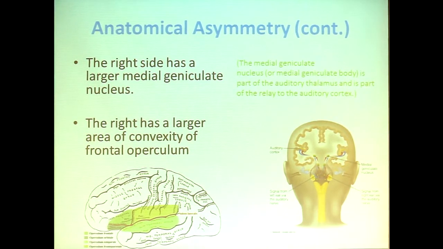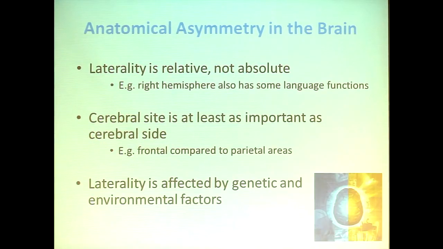Okay, and then the right side has a larger area of convexity of the frontal operculum. Now, the frontal operculum, or the operculum, is seen in this picture here. That green area is called the operculum. It is the area that covers the insula. So if you were to fold open the brain to look at the insula, it's the operculum that you're folding open. And the operculum is divided into different areas. And the frontal operculum is that part there.